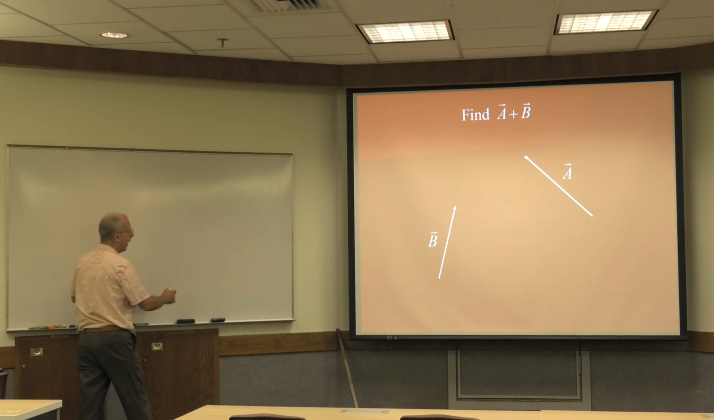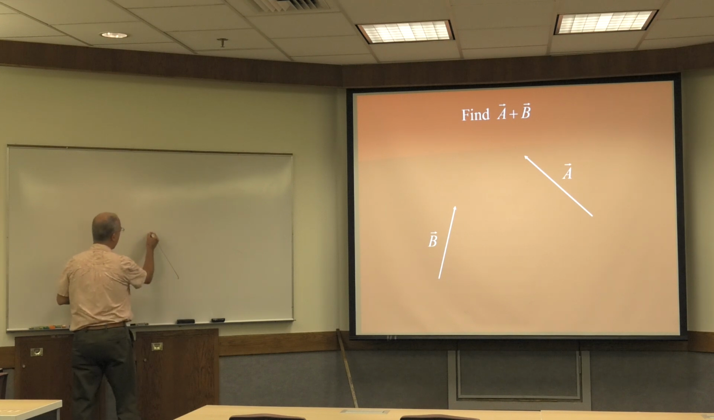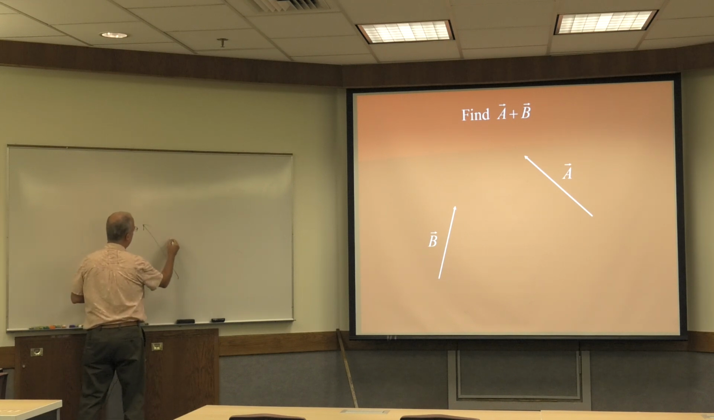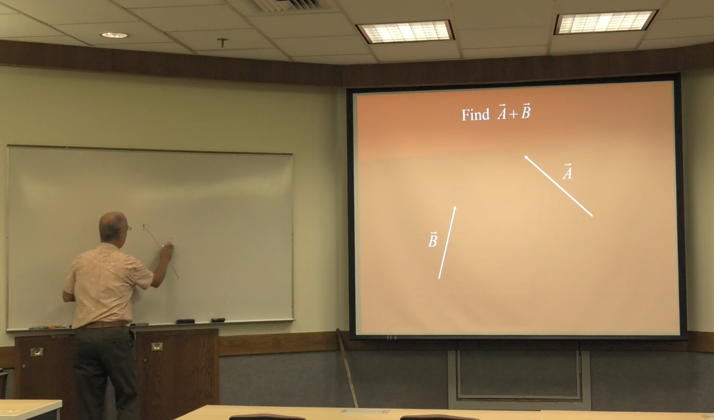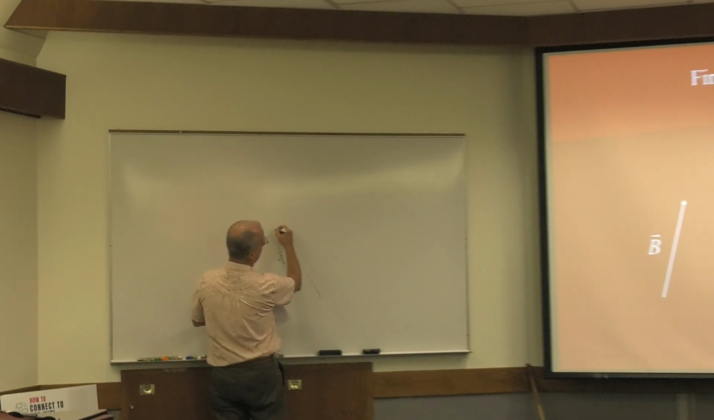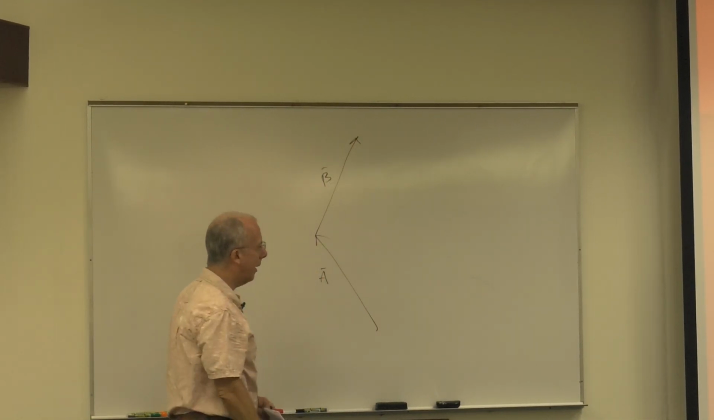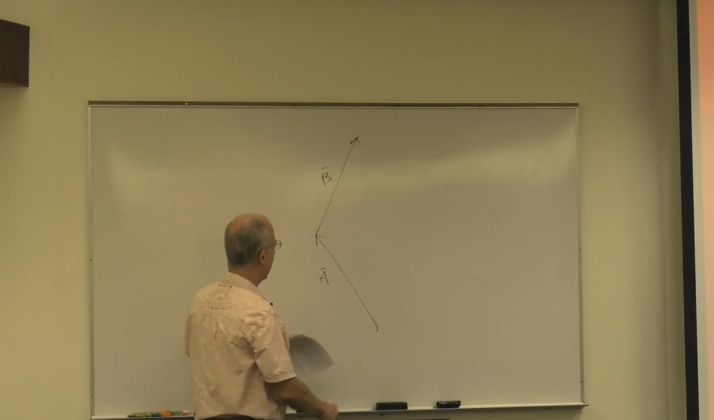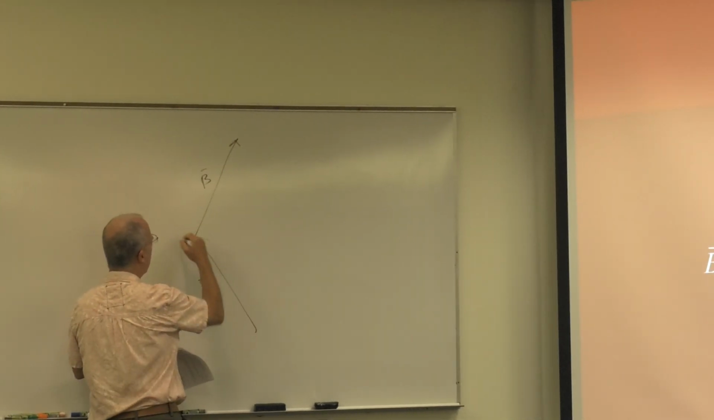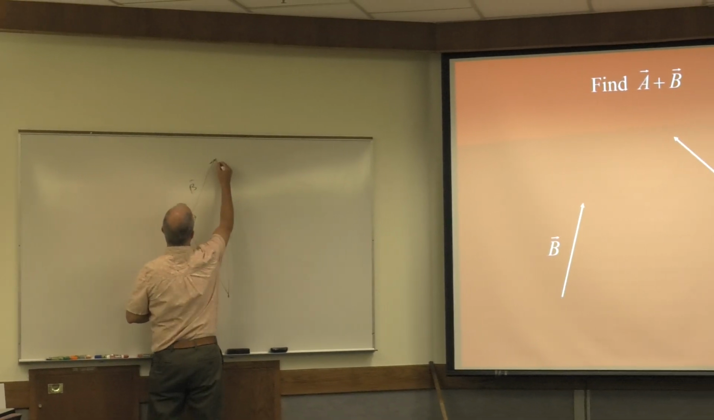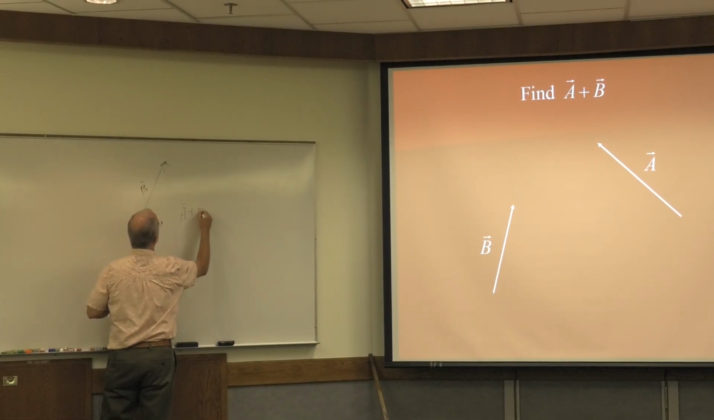All right, you're back, I assume. So we have A, something like that. Then we connect B, head to tail, right? So B is something like that. Again, I'm not too picky because I don't have graph paper. So there's A, B, head to tail. Then you go from the beginning point to the ending point. So that's A plus B.